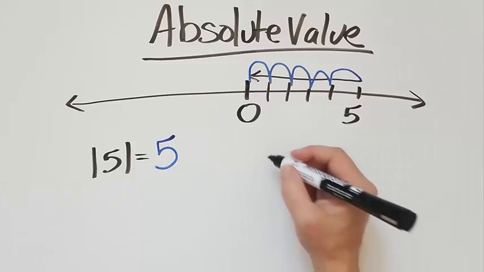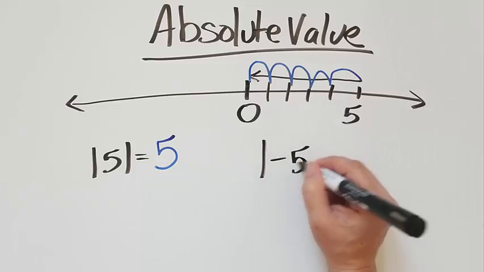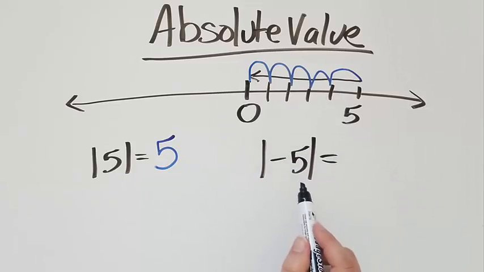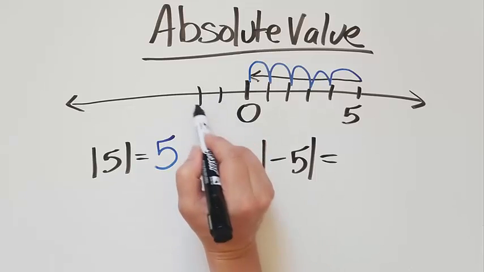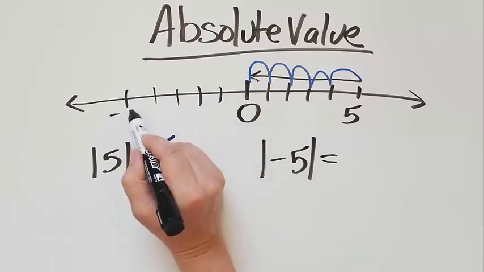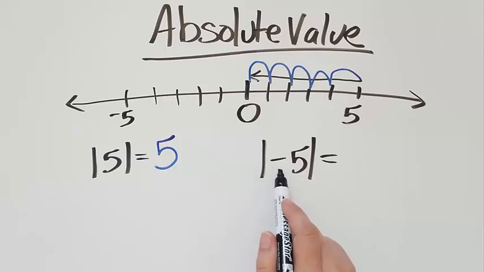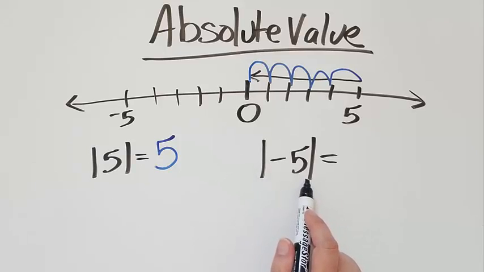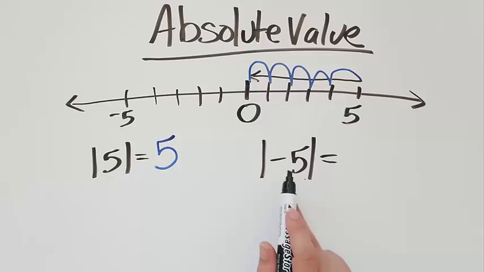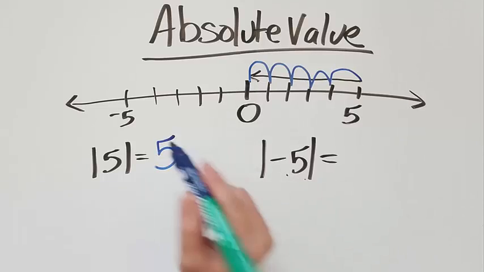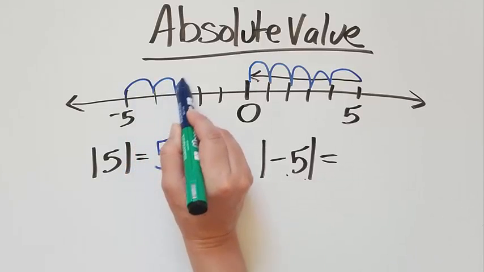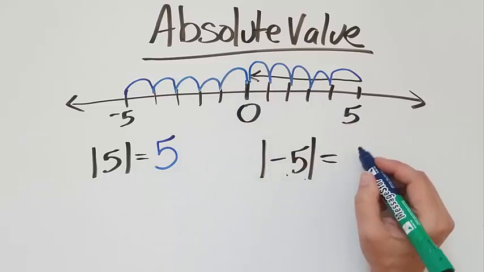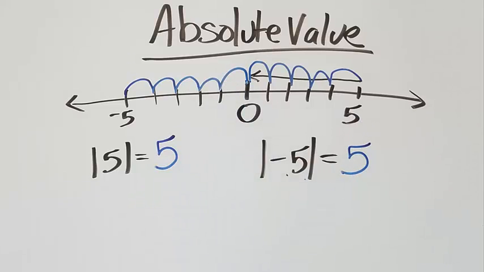Well, now let's look at the absolute value of negative 5. Where is negative 5? Negative 5 is right here. Absolute value of negative 5 is asking how far away from 0 is negative 5. Negative 5, 1, 2, 3, 4, 5. Negative 5 is 5 spaces away from 0.